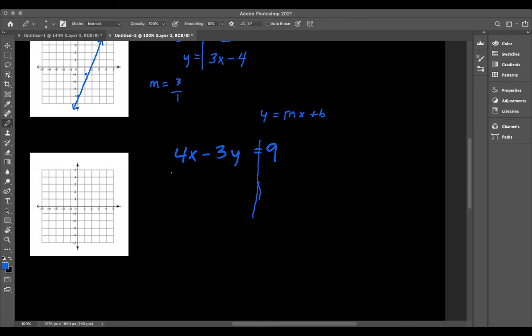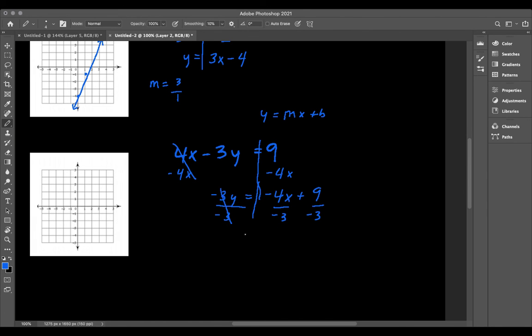Now I have to move my x to the other side, so I subtract 4x from both sides. That cancels, and I end up with -3y equals -4x plus 9. Now what do I do? I have to divide by -3 on both sides: -3, -3, -3.